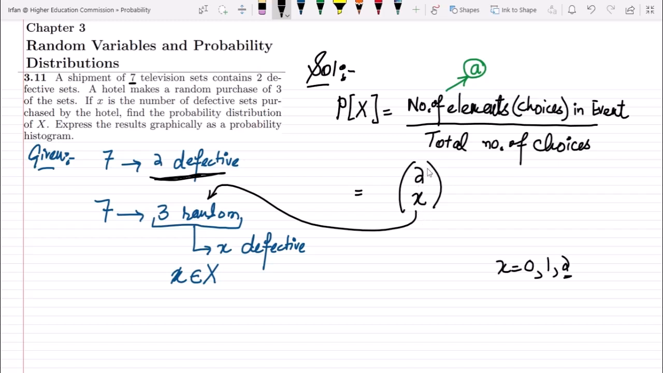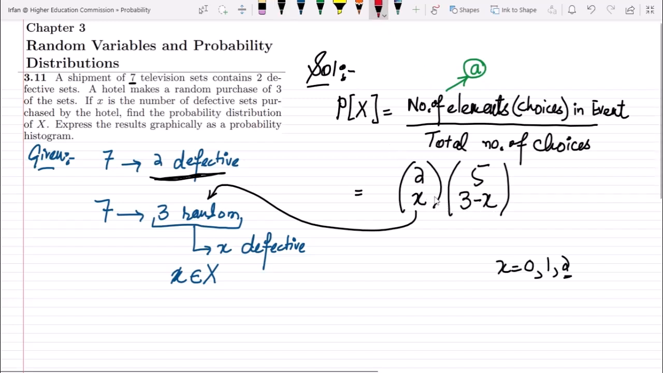When X items are selected, the number of items left will be 3 minus X. So I will have 3 minus X items left here. And these choices are made from how many choices which are not defective? The non-defective items here are 7 minus 2, which is 5. I hope you have understood that these are the number of choices we have here.